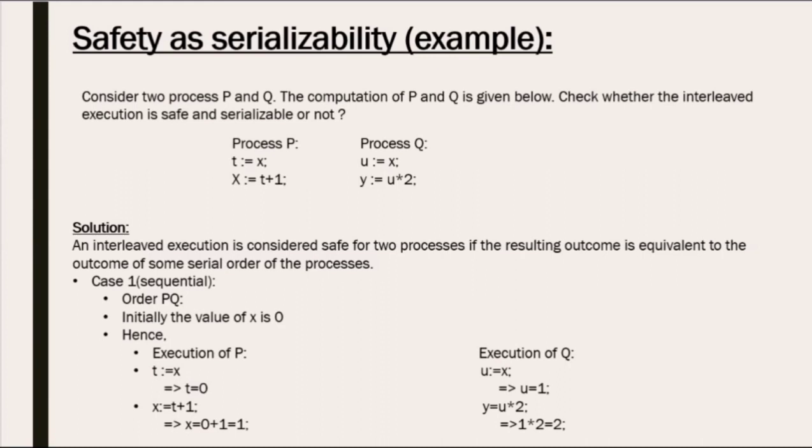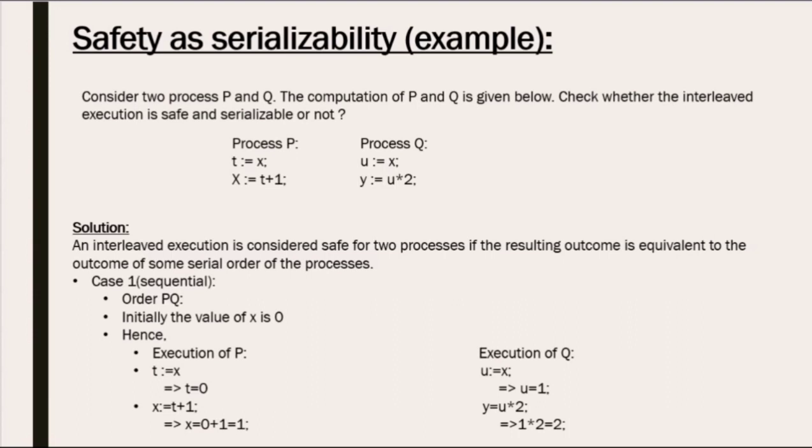So now let us move on to the problem. In the first case, we are going to consider the order P followed by Q. Always we have to initialize the value of x. After the execution of process P, we will get the value of t as 0 and the value of x as 1. After the execution of process Q, we will get the value of u as x, so the value of u is 1, and we will also get the value of y as 2. Now finally we have got the value of x as 1 and the value of y as 2. This is the final value that we have got after the serial execution of P followed by Q. Keep this in mind, it will be useful in the future.